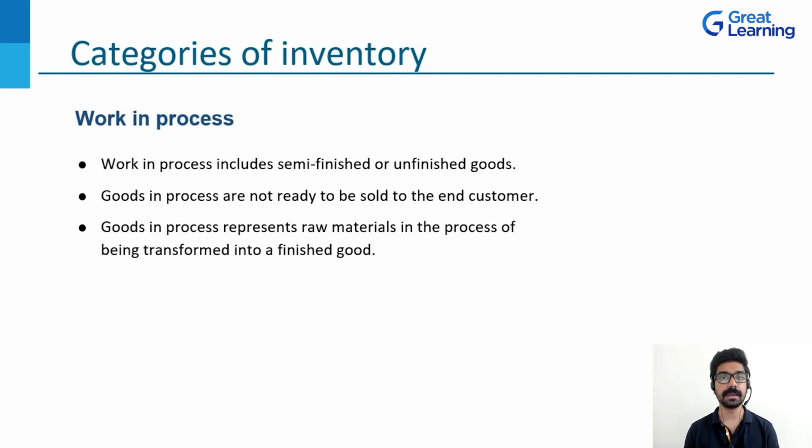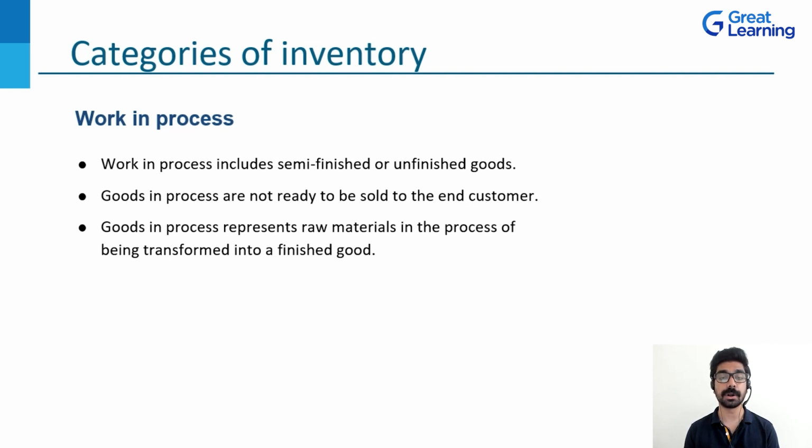The next one would be work in process. Here, the products include semi-finished or unfinished products. They're actually not a raw material right now. They're in the process of being transformed into a final product. Goods in process are not ready to be sold to the end customers because they are not completely ready. They are in the process of transformation from being a raw material to a finished product.